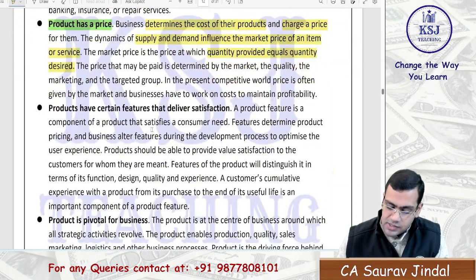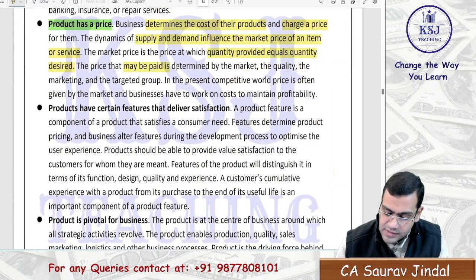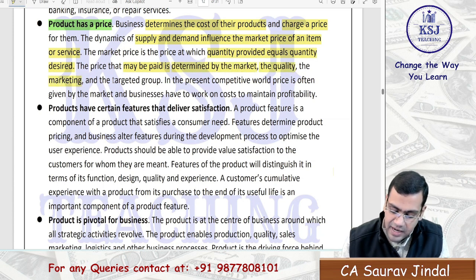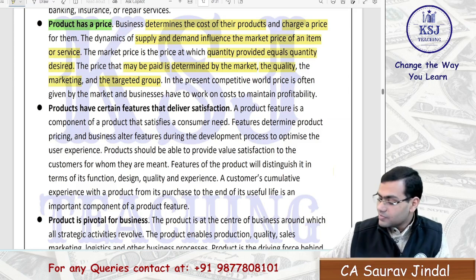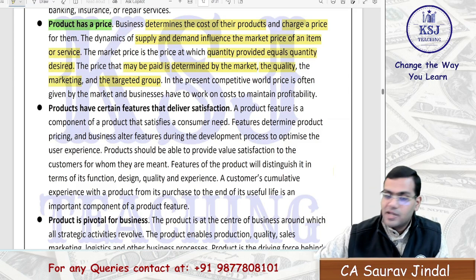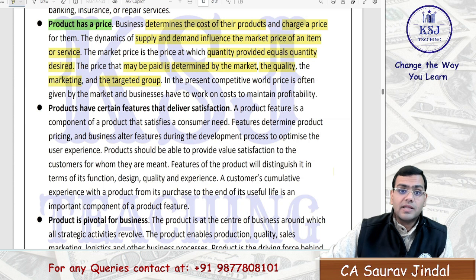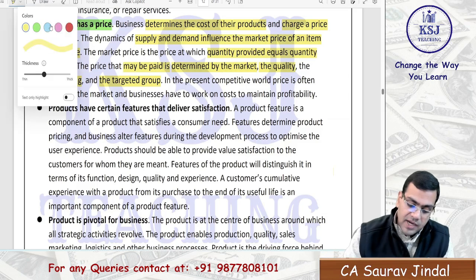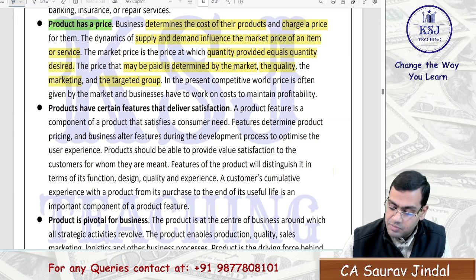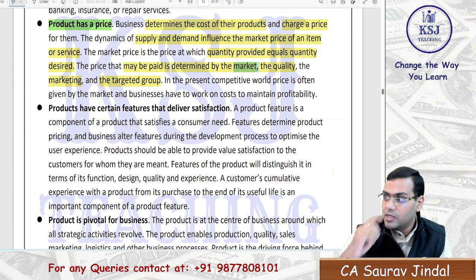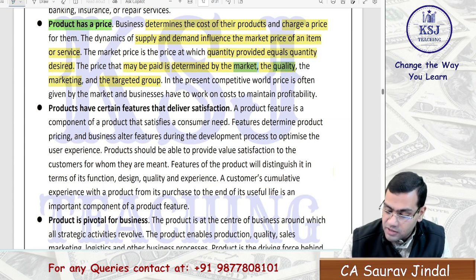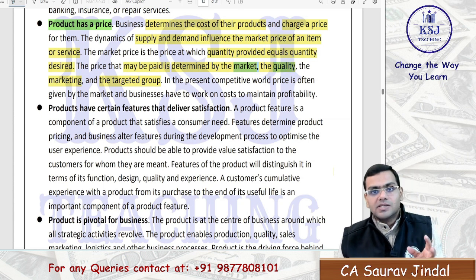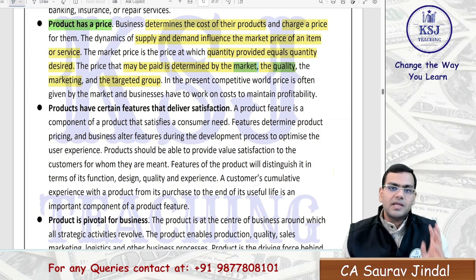The price that may be paid is determined by the market, the quality, the marketing, and the targeted group, right? The price of the product that you can actually fetch from the market depends upon various factors. What are those factors? It is dependent upon the market, how the market is going to behave. It is dependent upon the quality of the product: if your product has good quality, the people are ready to pay the price for that, right?